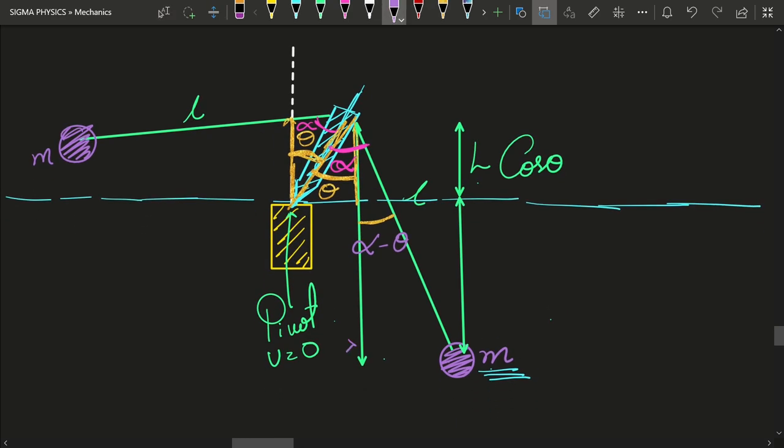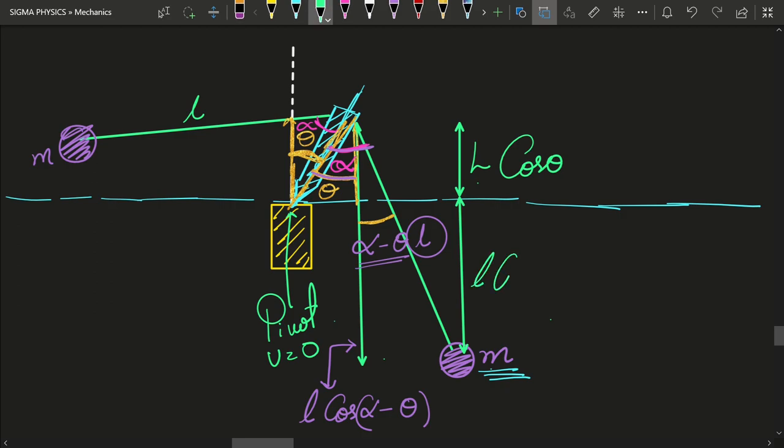And if that angle is alpha minus theta, that means this thing over here is L cos(alpha minus theta), right? Because what we have done is taken the component of this length L. This rod has a length L, and what we have done is taken its component in the vertical direction. And that would just be L cos(alpha minus theta), because this angle is alpha minus theta, as we just found out. This angle is theta, and this entire angle is alpha. So that angle is obviously equal to alpha minus theta. And if that entire length is equal to L cos(alpha minus theta), that means we have found this length, which is equal to L cos(alpha minus theta) minus L cos theta.